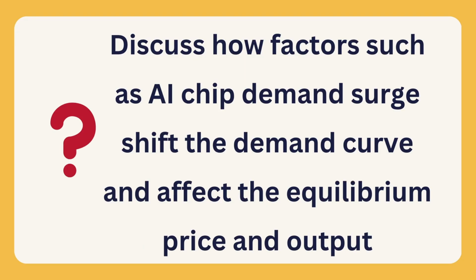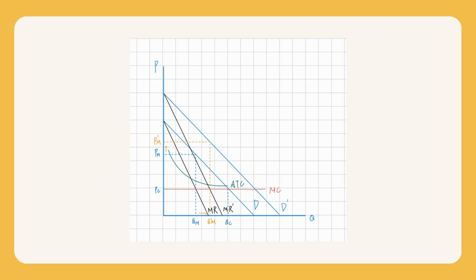Discuss how factors such as AI chip demand surge shift the demand curve and affect the equilibrium price and output. Okay, based on this diagram, when the demand increases from D to D prime, the demand curve shifts to the right. And this leads to the price rising from PM to PM prime, and the quantity demanded rising from QM to QM prime. That shows the surge of AI chips demand and the consequent equilibrium price and output.